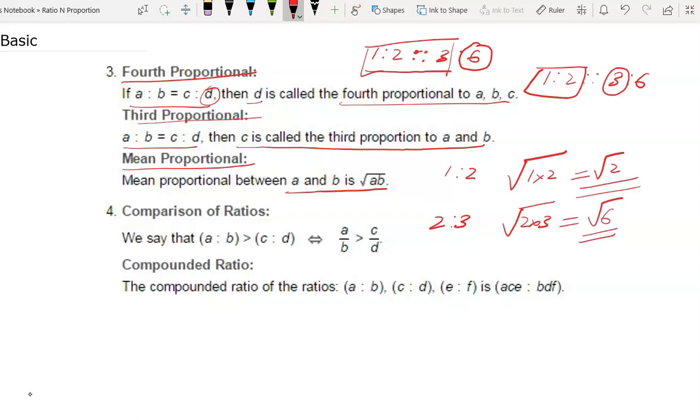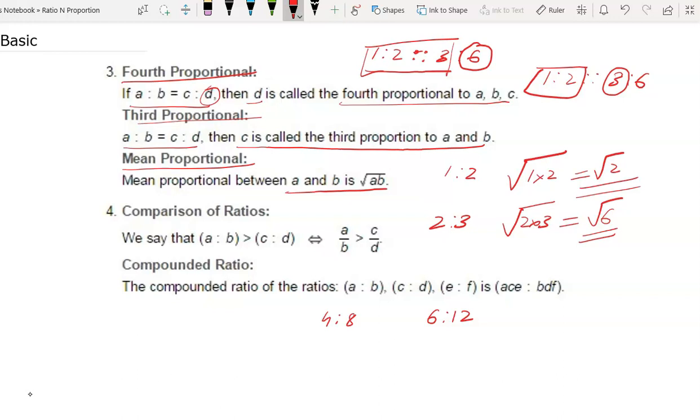Comparison of ratios. Now we can also compare ratios. We can say that A is to B is greater than C is to D, or A is to B is equal to C is to D, or A is to B is less than C is to D. Now let's take an example. Let's say we have 4 is to 8 and we have one more ratio, let's say 6 is to 12.